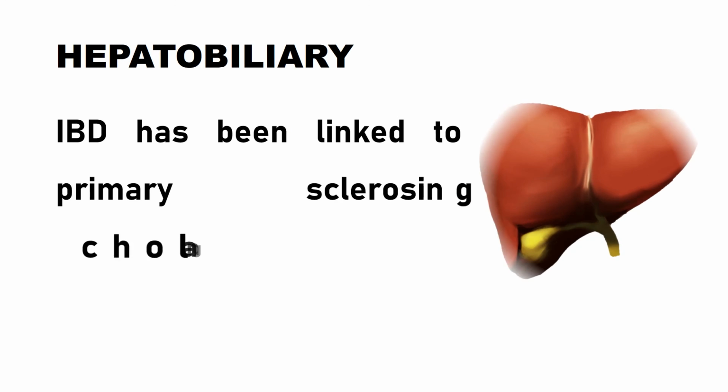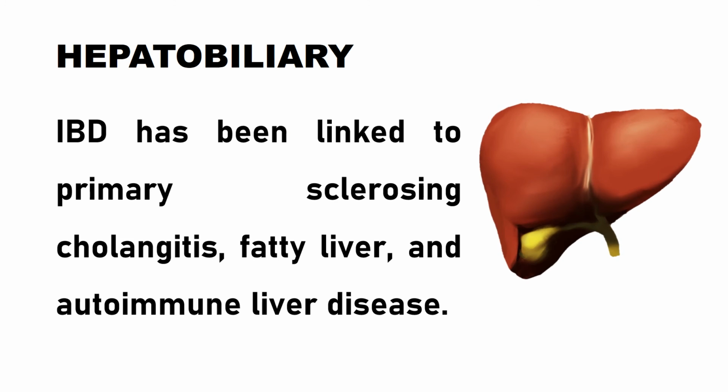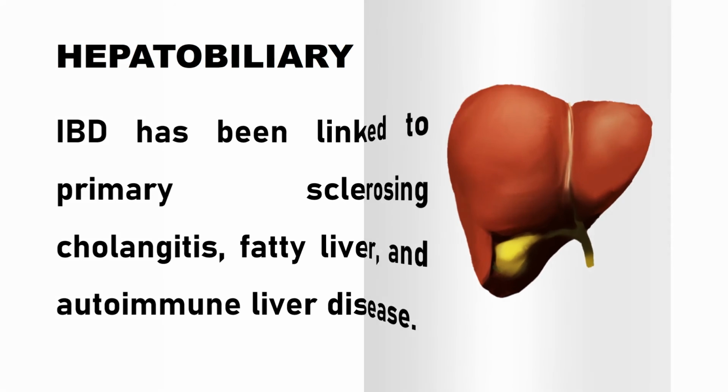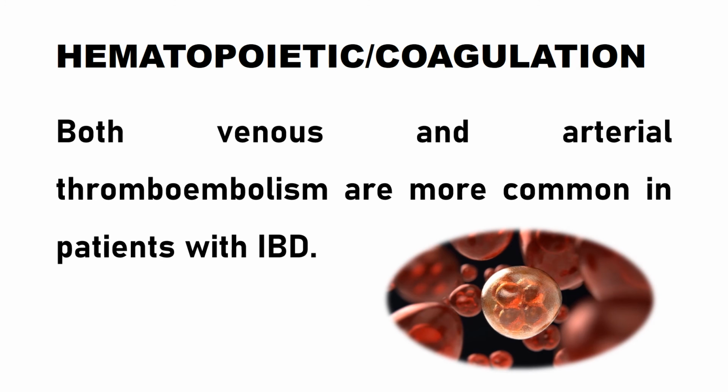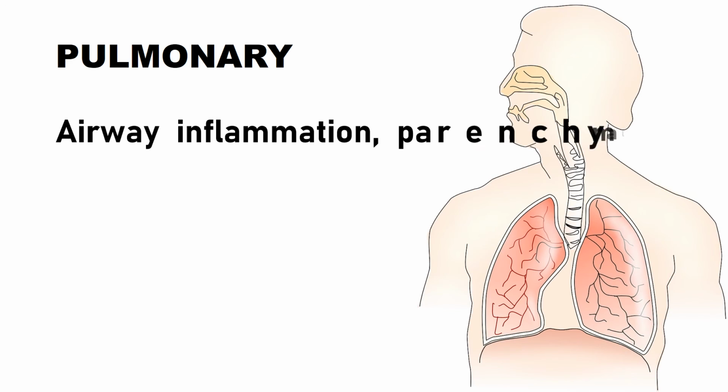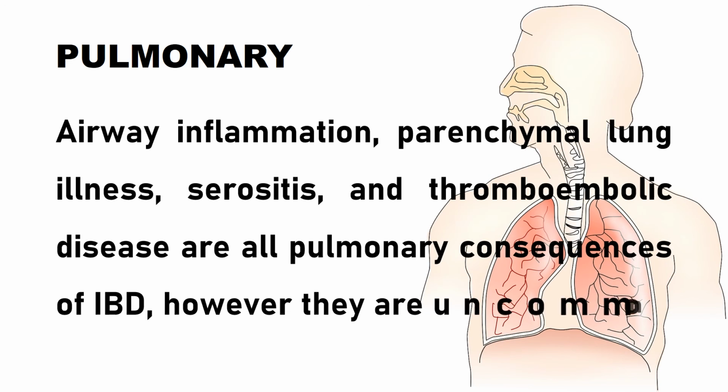IBD has been linked to primary sclerosing cholangitis, fatty liver, and autoimmune liver disease. Both venous and arterial thromboembolism are more common in patients with IBD. Airway inflammation, parenchymal lung illness, serositis, and thromboembolic disease are all pulmonary consequences of IBD, however, they are uncommon.